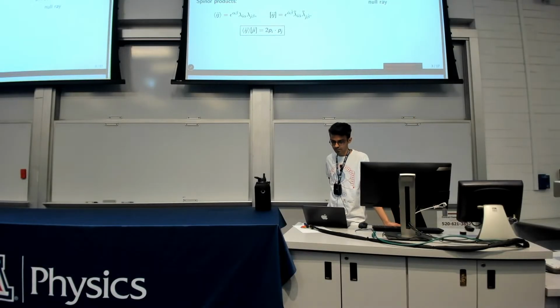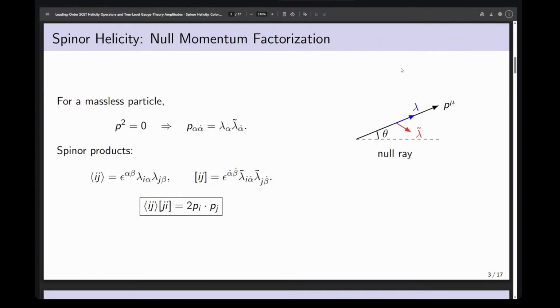And a rank 1 matrix must factorize. So we write p alpha alpha dot as lambda alpha times lambda tilde alpha dot. In other words, a null momentum vector naturally decomposes into 2 spinors. The objects lambda and lambda tilde are 2-component spinors that encode both momentum and helicity information of the particle. Once this is introduced, Lorentz invariants become simply products of 2 spinor brackets, like ij here.